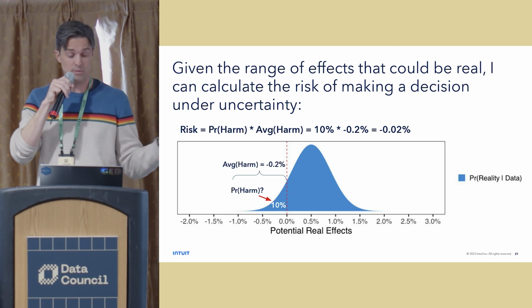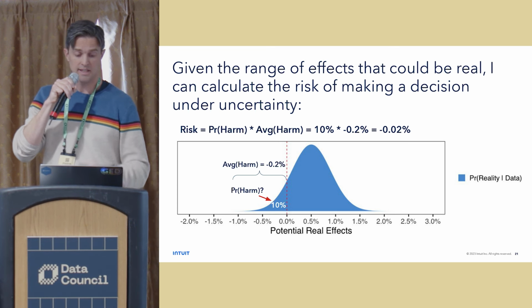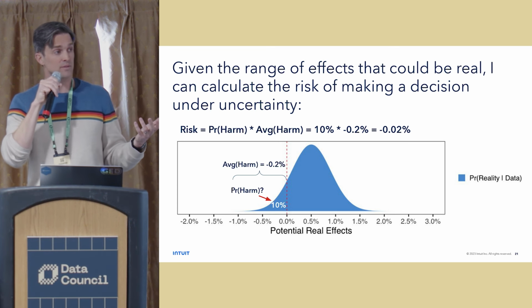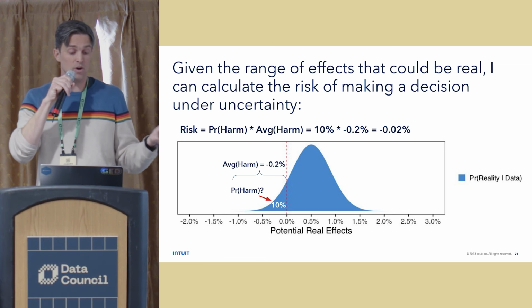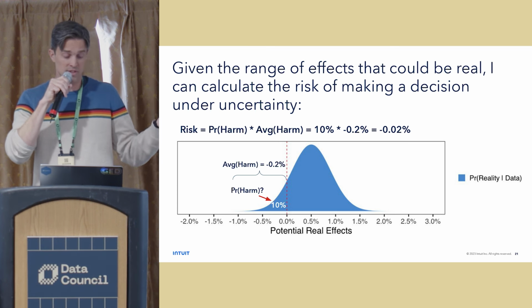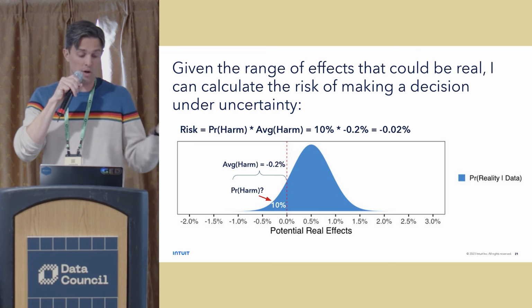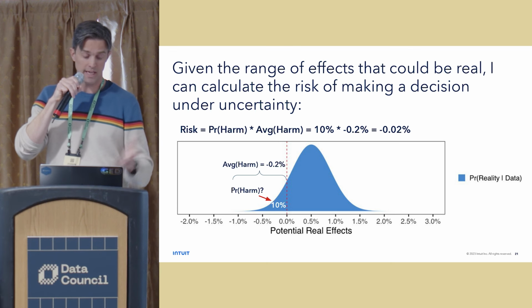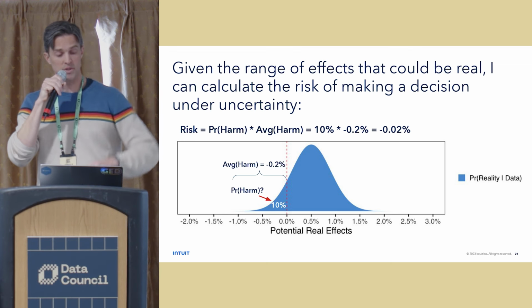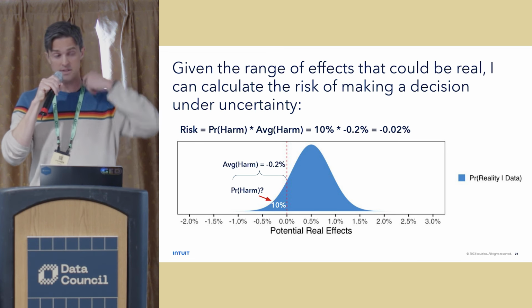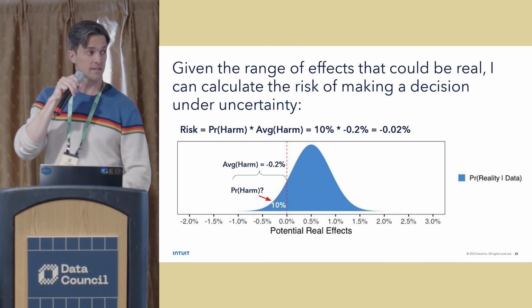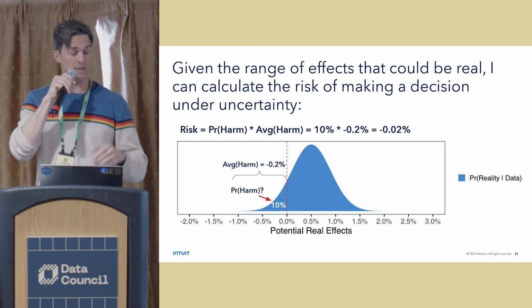In this case, it's about 10%. And I can say, well, how bad does it hurt? On average, it's a 0.2% loss. This would be a 0.2% loss to conversion when a harmful effect is true. And remember the risk calculation, probability of harm times average harm. So now I have a risk estimate of 0.02%. That's my expected loss if I roll out this treatment.